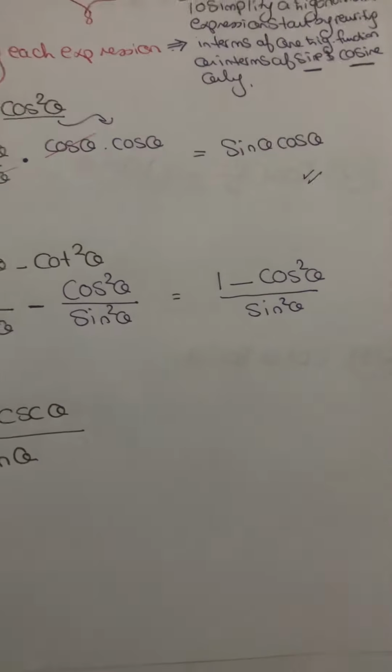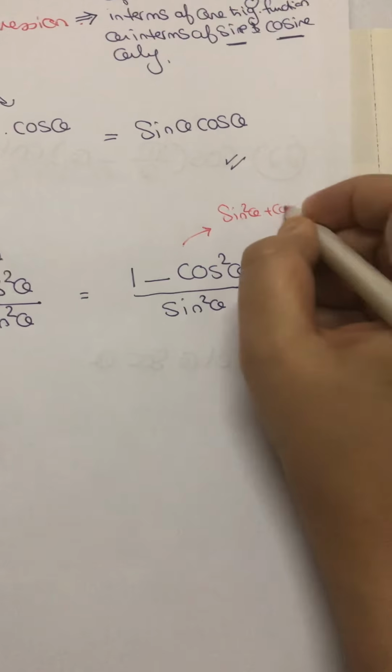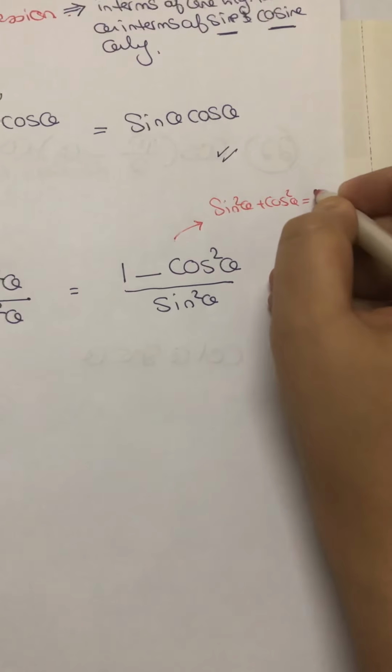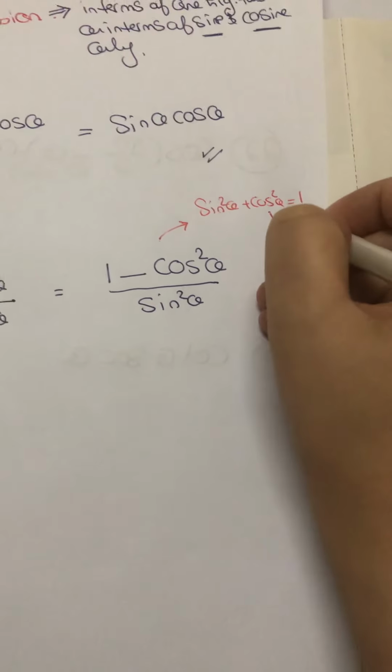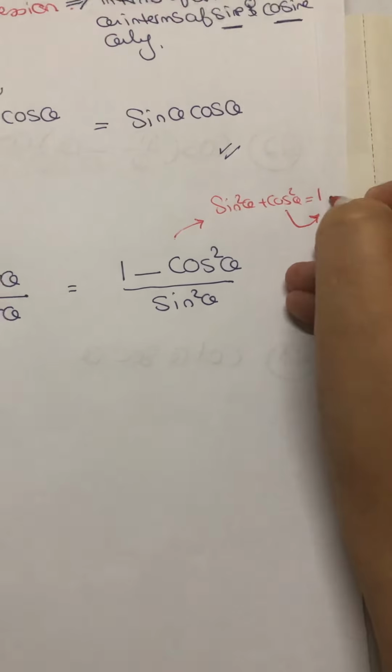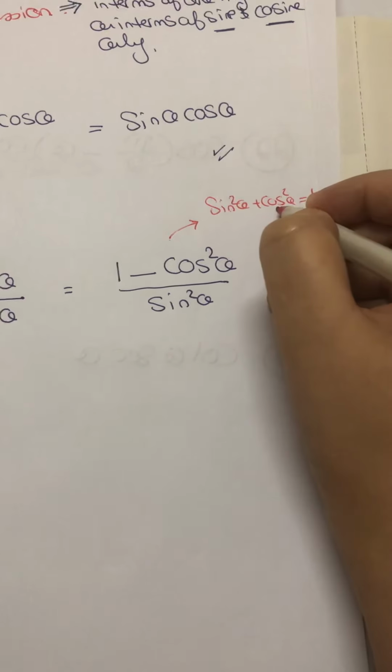Why? Because I have a Pythagorean identity that tells me sine squared theta plus cosine squared theta is equal to 1. Who will tell you? Nobody will tell you. By practice, you will learn this. So 1 minus cosine squared theta is equal to sine squared theta. So sine squared theta over sine squared theta, and this is equal to 1. Actually, your answer in the end is 1.